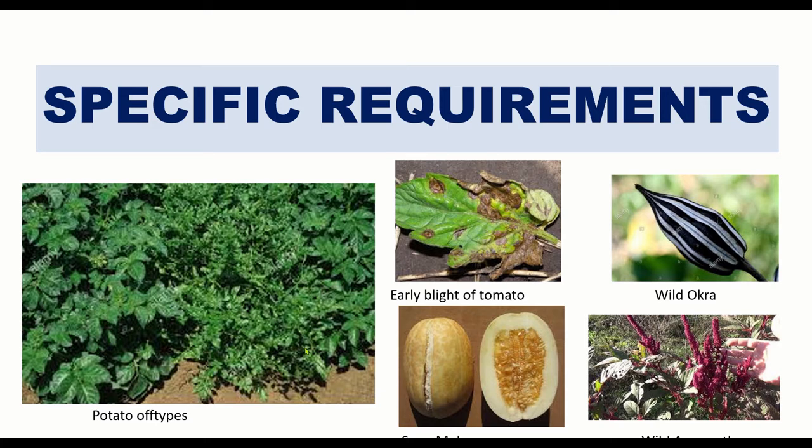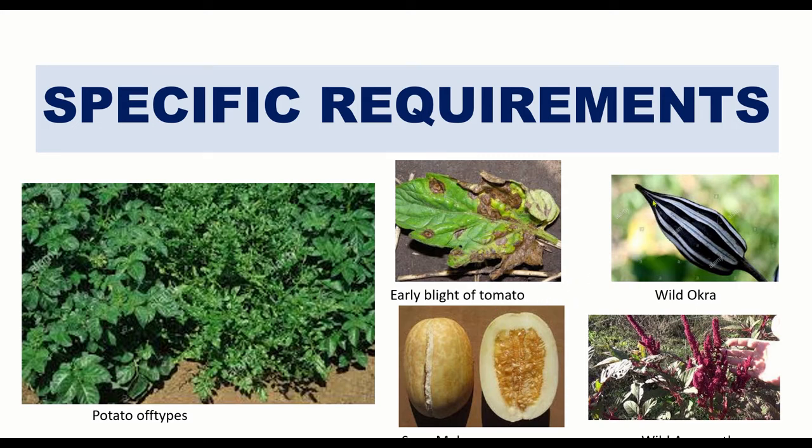If it is grown there, it has to be removed, and you have to maintain the minimum amount of off type in the field. Early blight of tomato, as you can see here, is a seed-borne disease which also comes under specific requirements. Since it is a seed-borne disease, it is sometimes difficult to remove, so it's best to remove it during the field stage. Then there are wild types of the crop plant, or you can say the objectionable weeds.